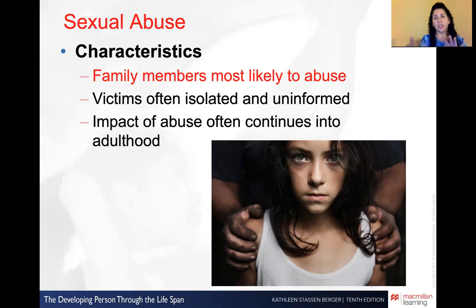Whereas this change in body size will turn off pedophiles, because pedophiles are attracted to children's bodies. Therefore, when we go through puberty and we look more like an adult, they're no longer attracted to that person. But for abusers who abuse children, it's typically because they are attracted to them sexually, right?